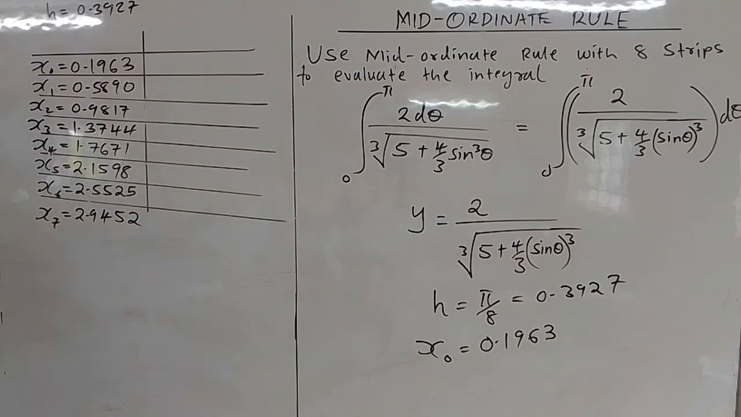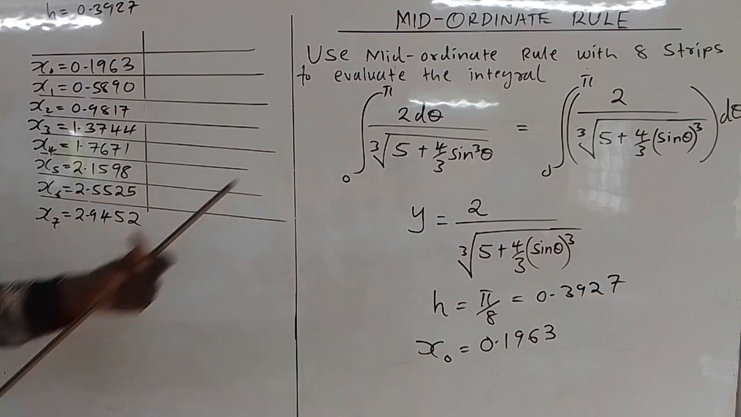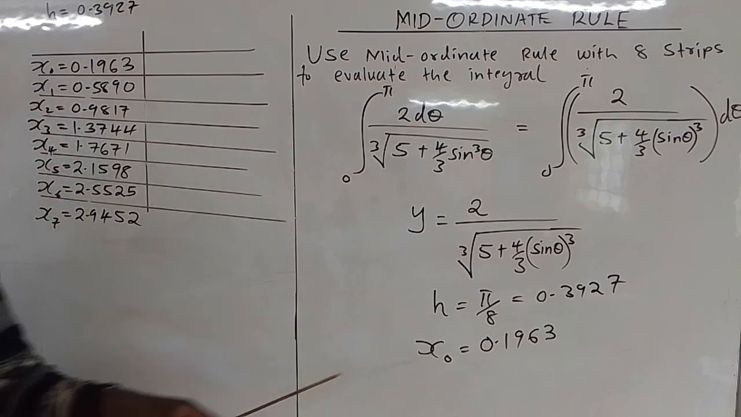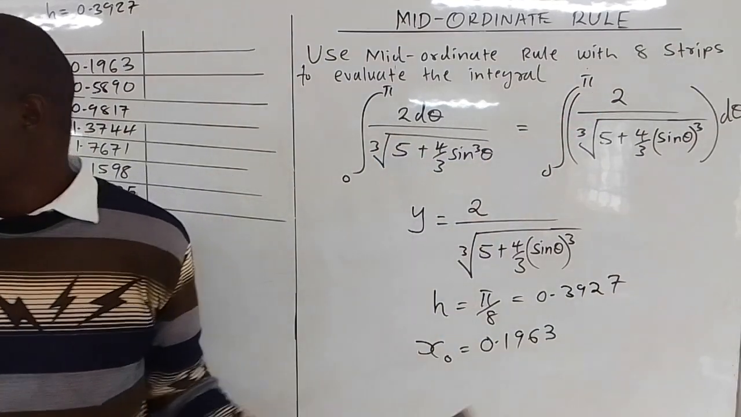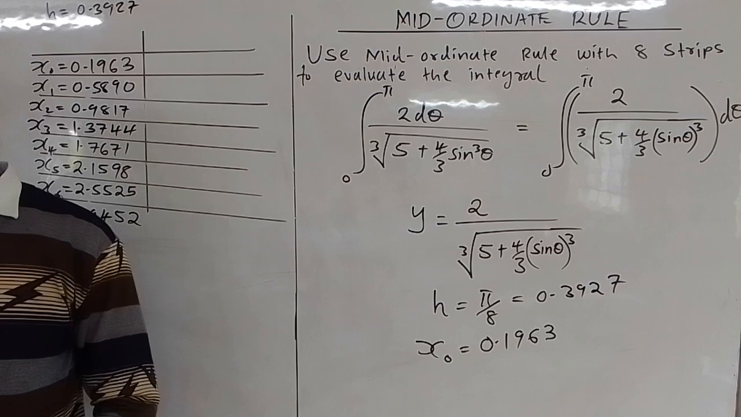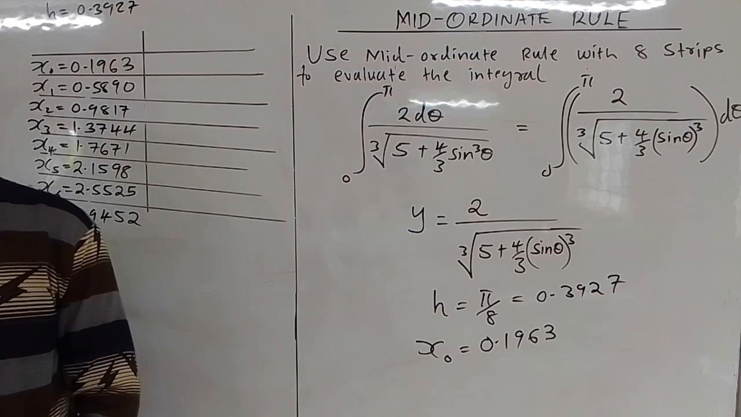So if you get x8, what do you get? x8 is 3.3. It is past pi, meaning it is outside, so it is not needed. If you count these ordinates, how many are they? 1, 2, 3, 4, 5, 6, 7, 8. 8 ordinates, 8 strips. In the mid-ordinate rule, the number of strips is the same as the number of ordinates. Are we together?